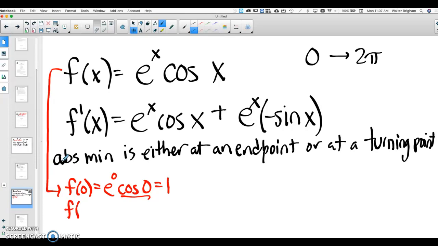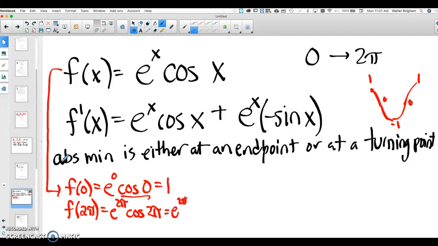F of 2 pi is going to be e to the 2 pi times the cosine of 2 pi. So already Joe's a little concerned that he's not going to get that one right because he doesn't know how to find e to the 2 pi. Don't worry about it, Joe. It's going to be okay. The question is, what is the cosine of 2 pi? Cosine starts on top at 1. Goes to 0, -1, 0, 1. In a whole cycle, it's going to be 1. So it's e to the 2 pi times 1, which is e to the 2 pi.